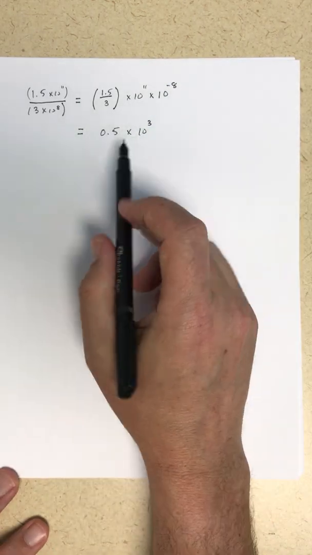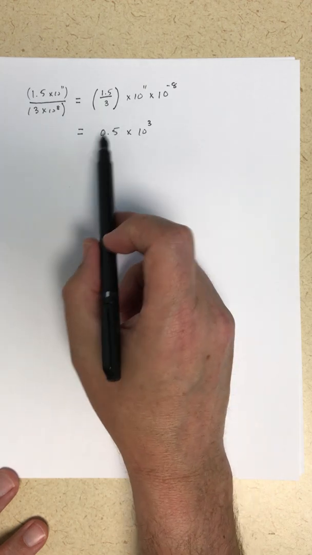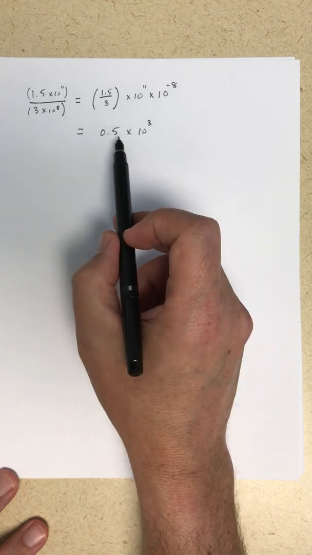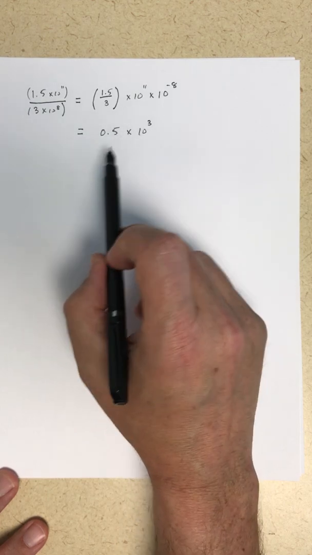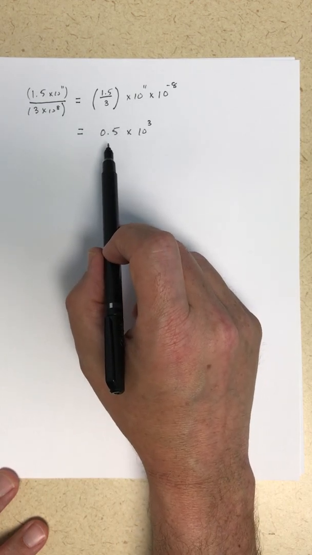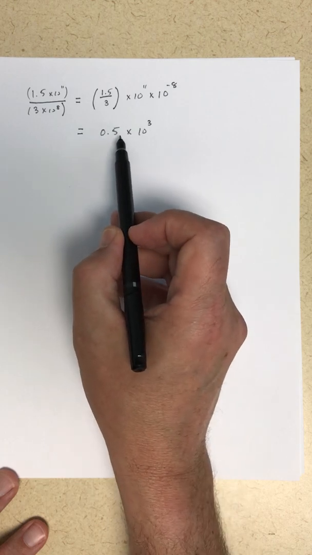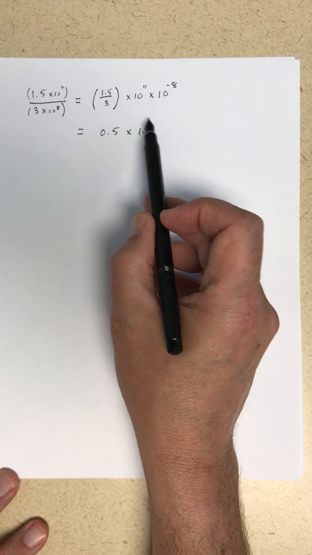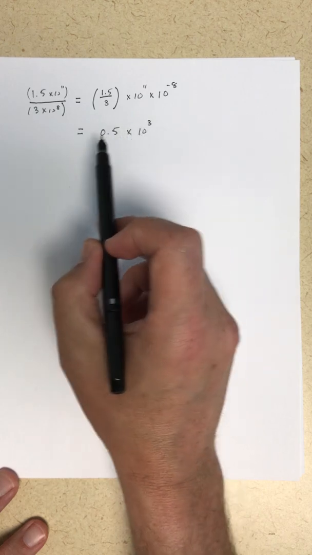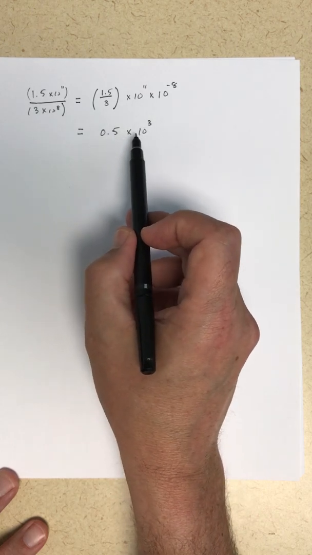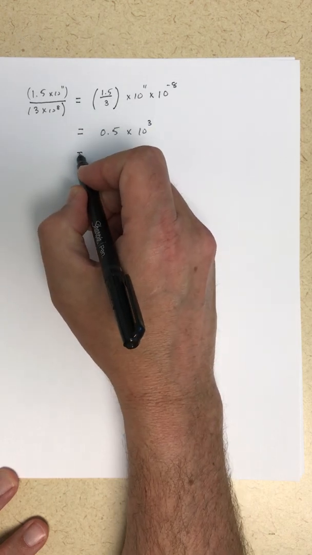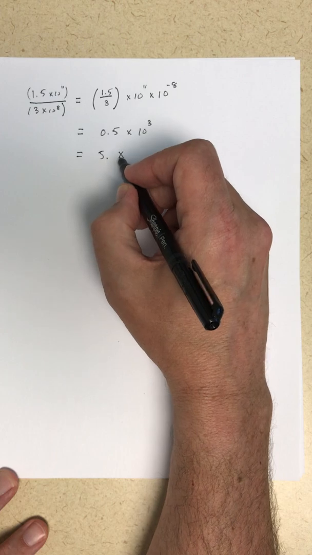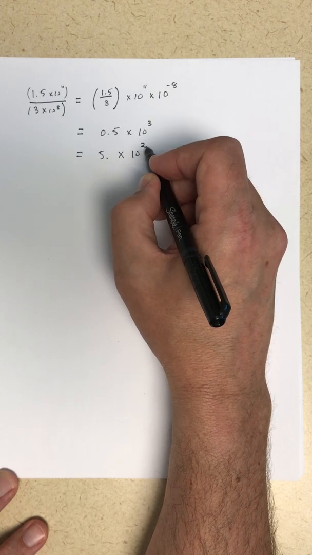So we're not quite done yet, because now I have a significand that is less than 1. To put it in our uniform way of writing things, I'm going to shift the decimal point 1 place, and correspondingly change the exponent. So instead of 0.5 times 10 to the 3, that's the same thing as 5 times 10 to the 2.